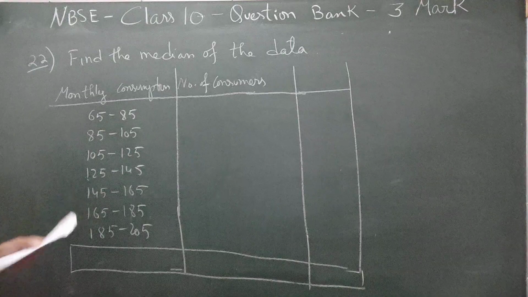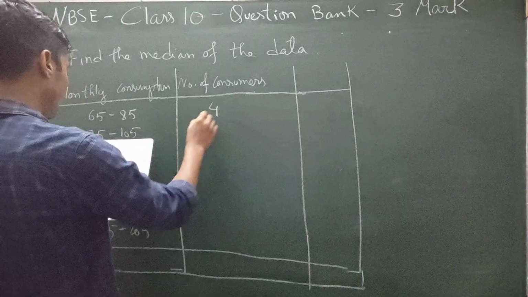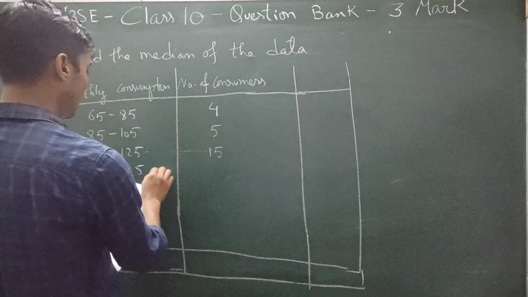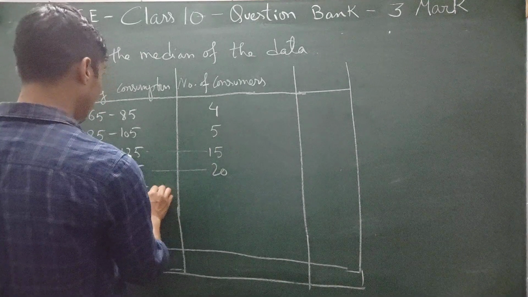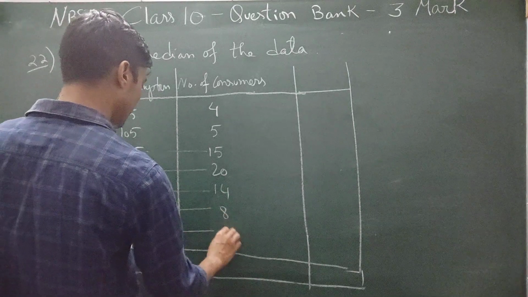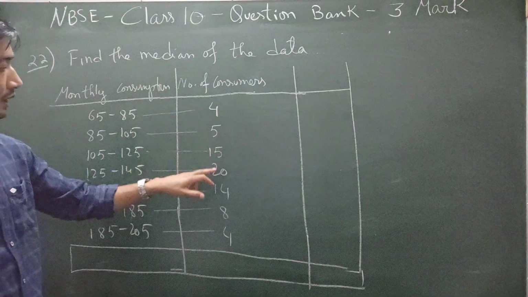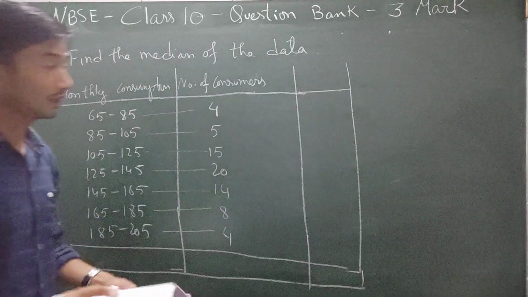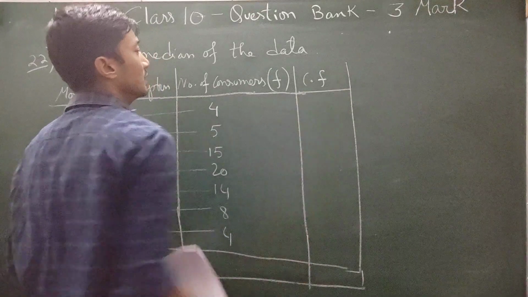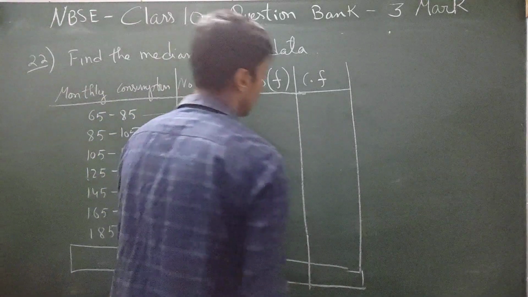Monthly consumption, number of consumers. The frequencies are 4, 5, 13, 20, 14, 8, 4. Now I can see that the frequency is increasing and decreasing, so this is the normal frequency F. As we know, to find the median, we need the cumulative frequency also, CF.